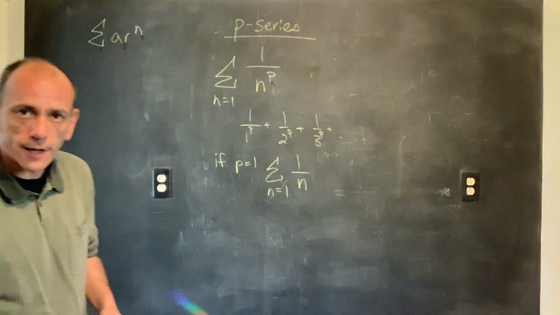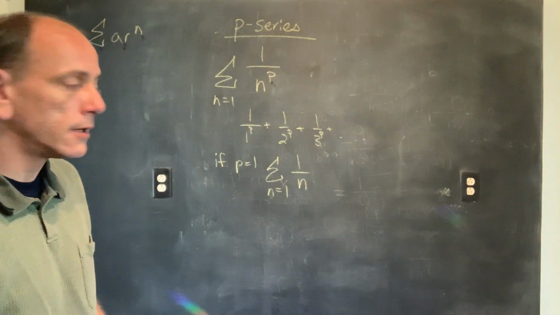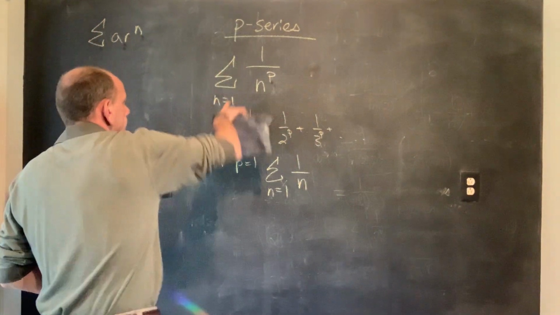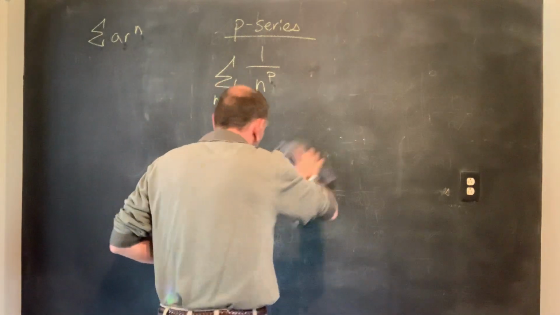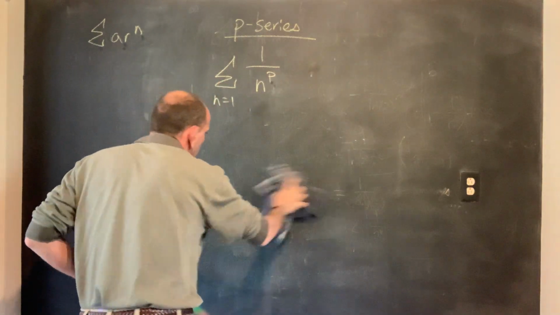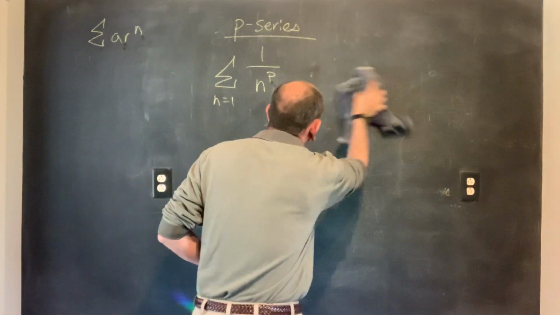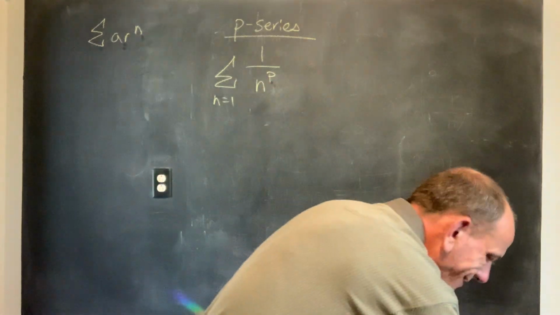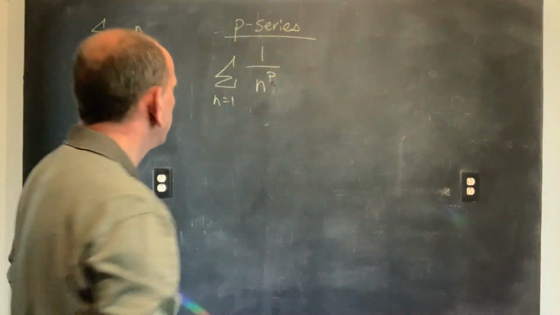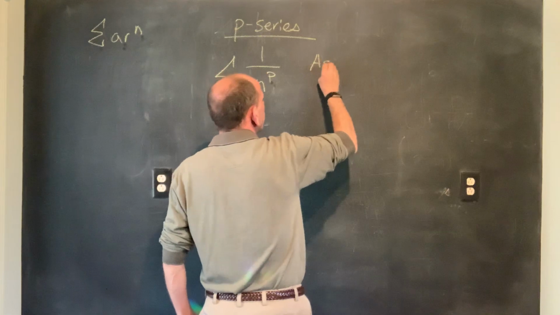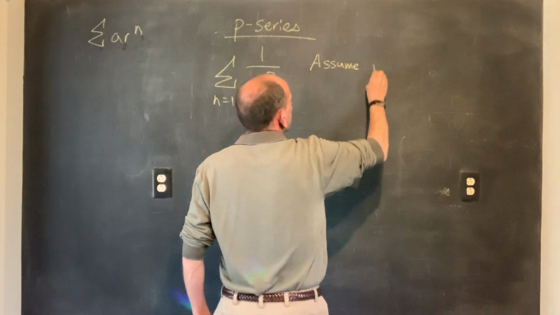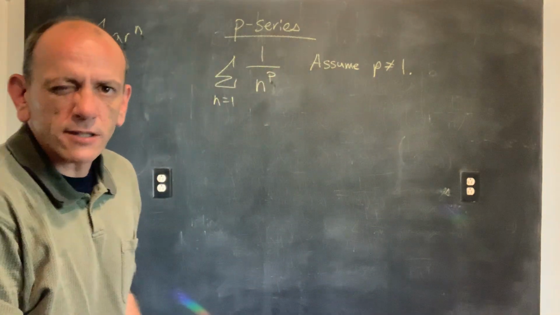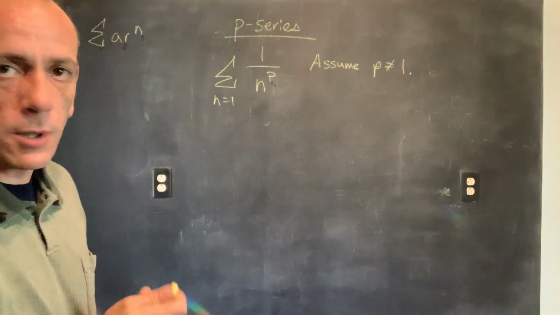We've already said that that diverges, and we're going to use the integral test to prove that, just a second. So let's look at this guy in the case where p is not equal to 1. Okay? So we're going to assume p is not 1. We'll have to deal with that as a separate case. Okay? So assume p isn't 1.